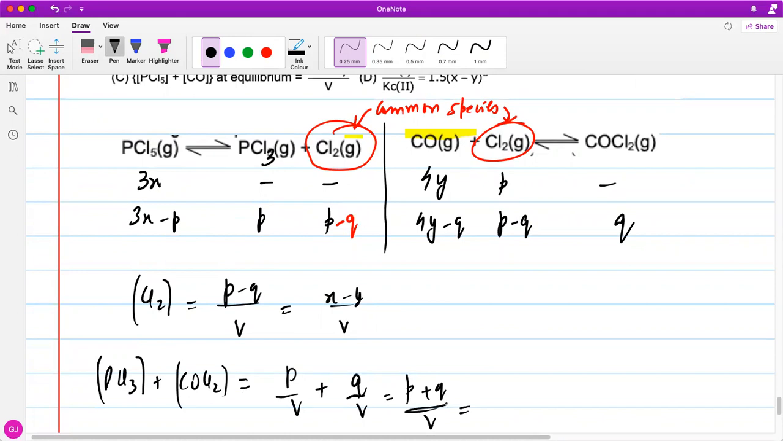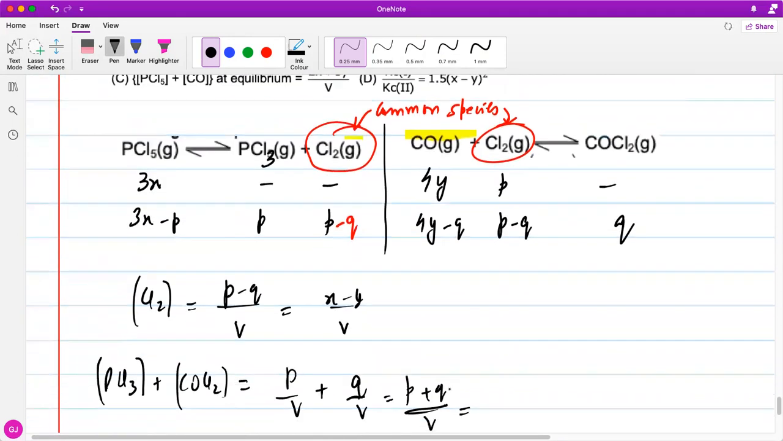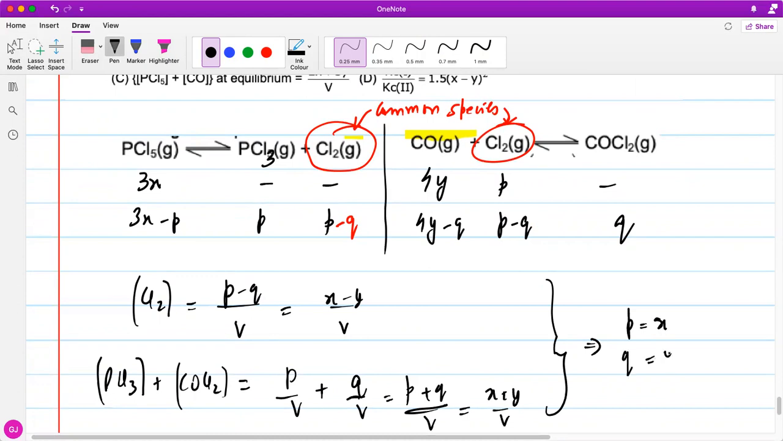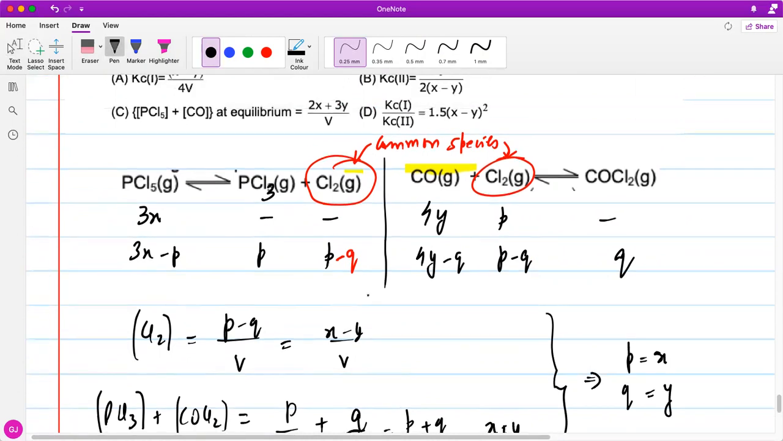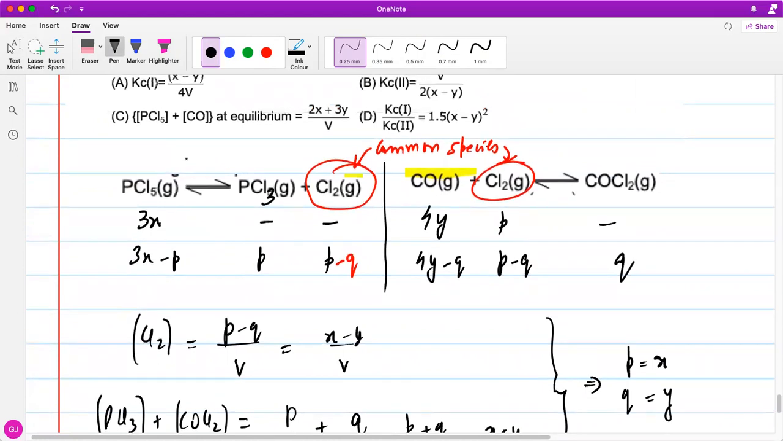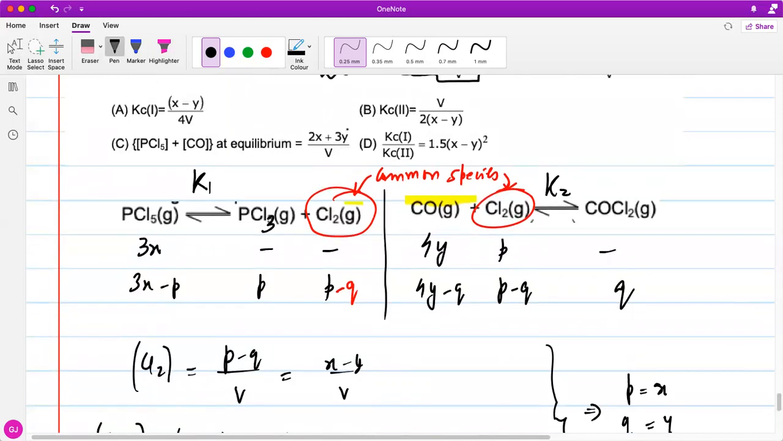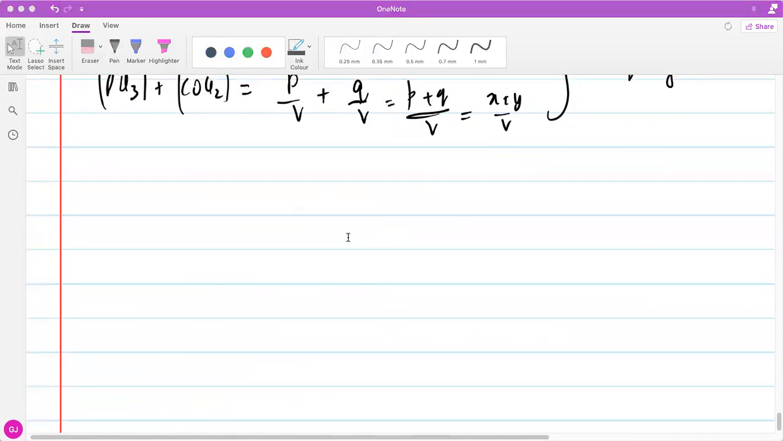And this has been given to us as X plus Y upon V. Now, two equations, two variables, we can be certain that P is equal to X and Q is equal to Y. That is something that we can be 100% certain about now. With that given, you can solve for the expression of K1 or K2. You just have to put the values of P and Q, and whatever the options are asking you, you can solve for them as well.